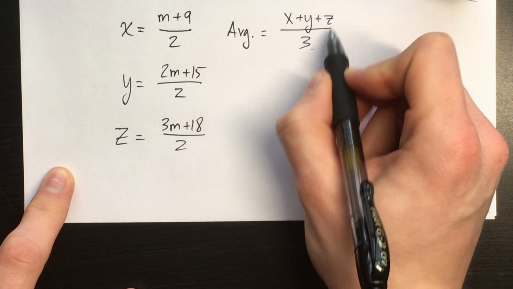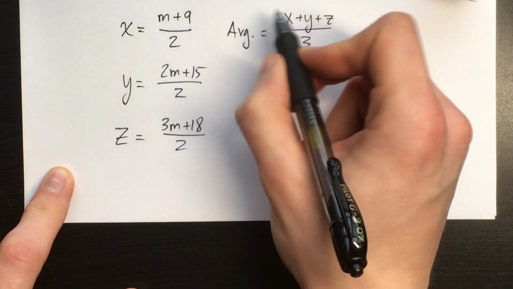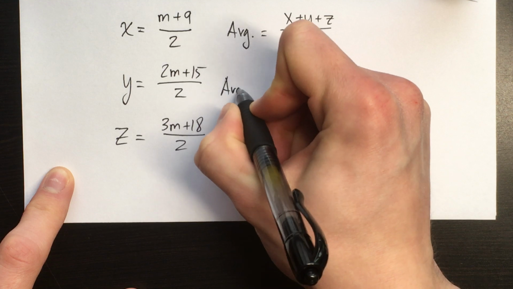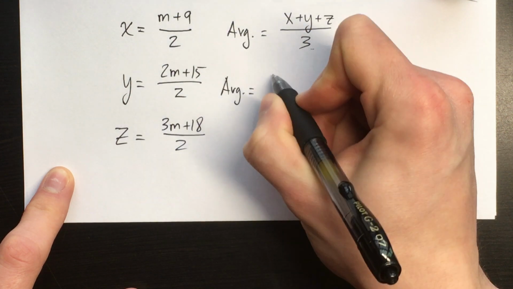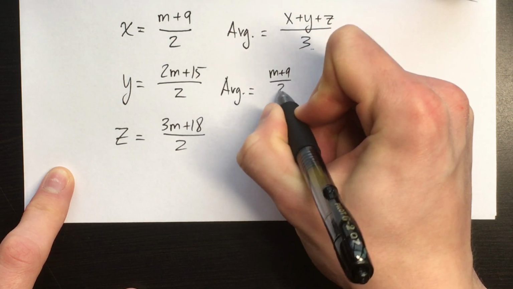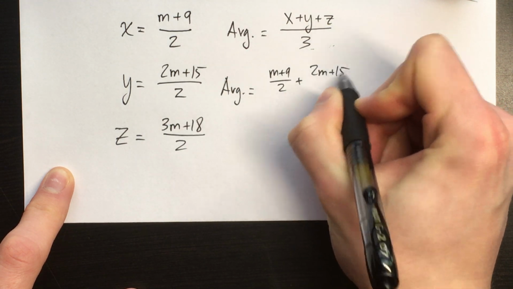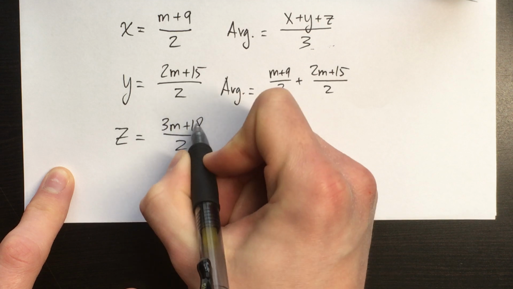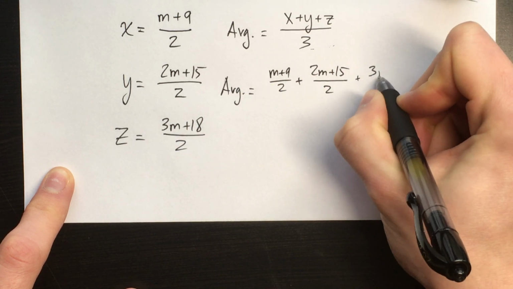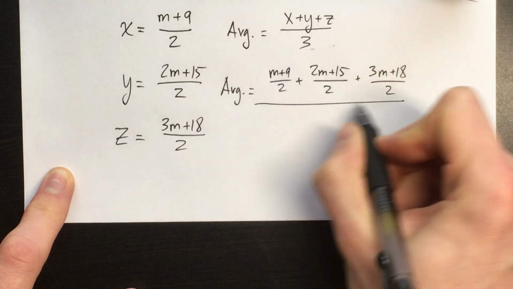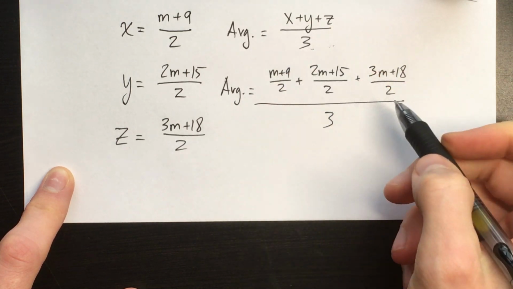Now that we have these expressions, we can just plug in each of these values, and then we'll have it all in terms of m. So average is equal to, what's x? m plus 9 over 2, plus, what's y? 2m plus 15 over 2, plus, what's z? 3m plus 18 over 2. And remember, this is all still over 3. Don't forget your over 3.